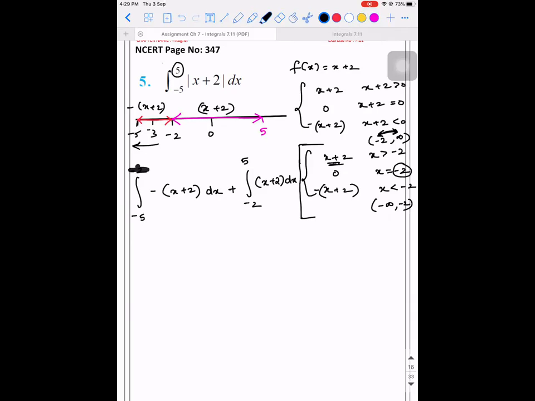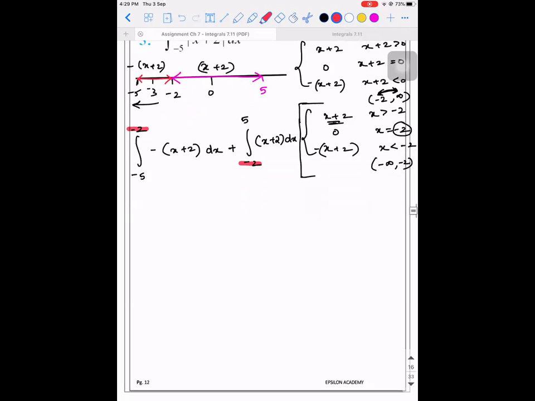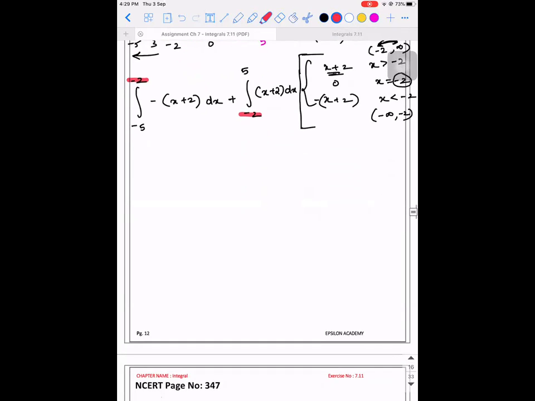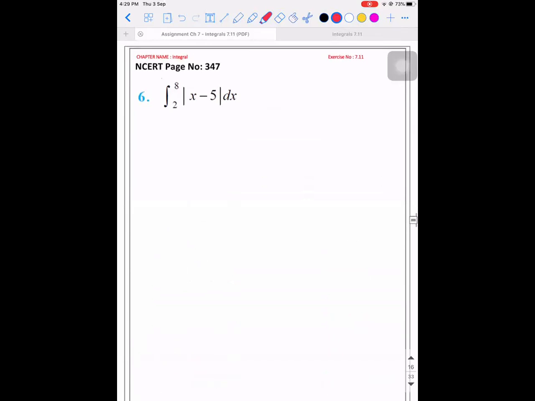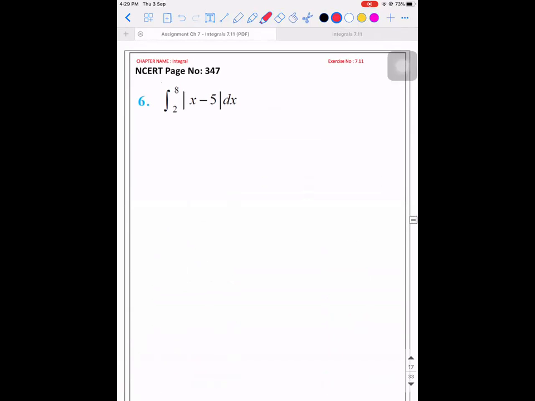Sir, you can look at the values and see. Here you have minus 2. Here also you have minus 2. So the ending point of the first integral will be the starting point of the second integral. Similarly, can you guys tell me for this? I'll give you 2 minutes. Solve this and tell me.